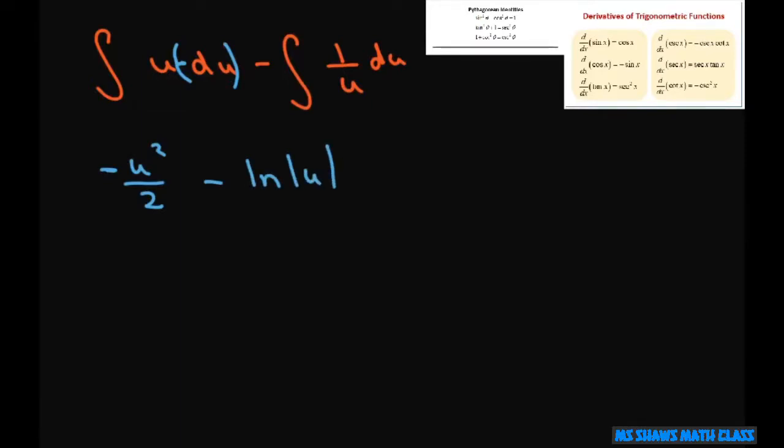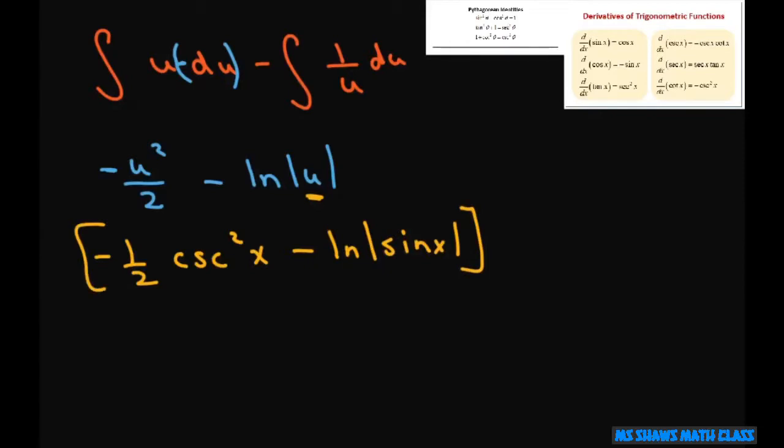Now, substituting back in, we get negative 1/2 cosecant squared of x, minus ln of sine of x, because our u for the first part was cosecant and our u for the second part was sine of x. And now we can evaluate from pi divided by 4 to pi divided by 2.